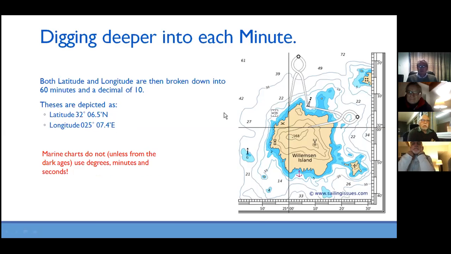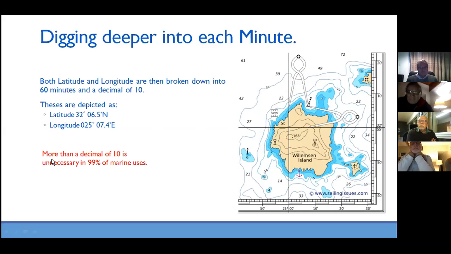Okay, modern marine charts do not use degrees, minutes, and seconds. Please, guys, unless you come out of the dark ages, that's it. All modern marine charts use a decimal of 10. So we use degrees, minutes, and a decimal of a minute. Nobody ever uses degrees, minutes, and seconds these days, except for very, very outdated charts or areas where there have been no new charts put in.